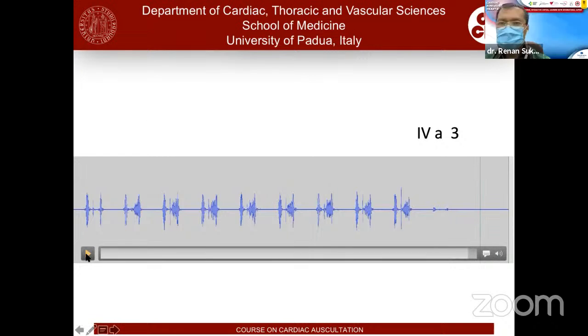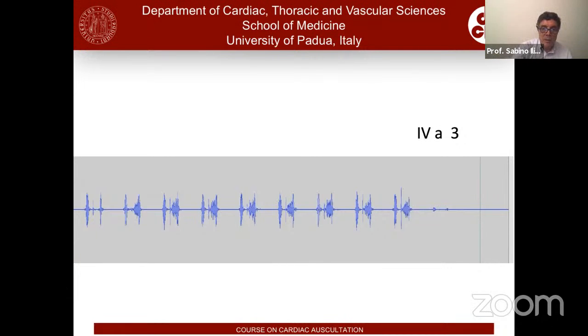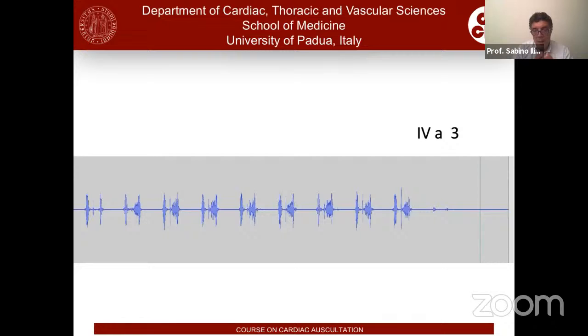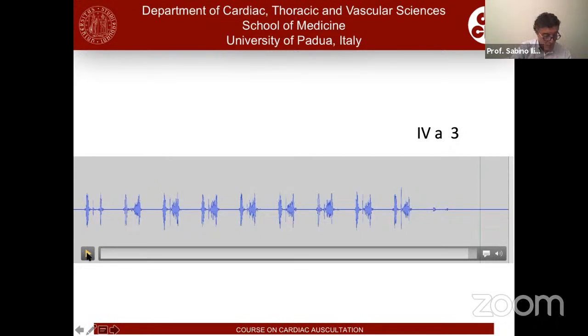Okay, clear. But now we do this with closed eyes because I want our friends to concentrate on the rhythm, then the presence of the click, and then the complete finding that implies the presence of end systolic mitral regurgitation. Please close your eyes.